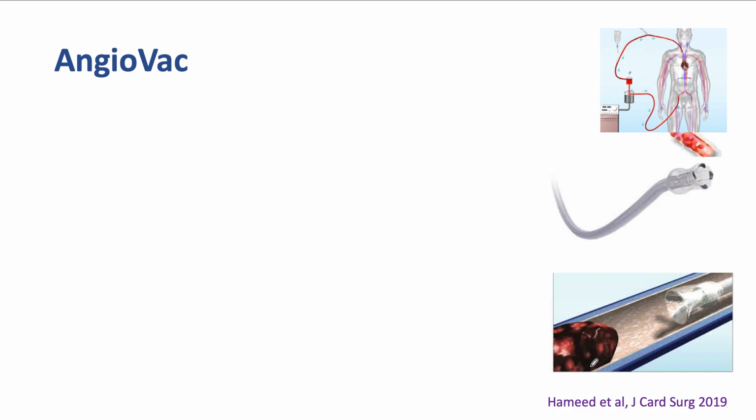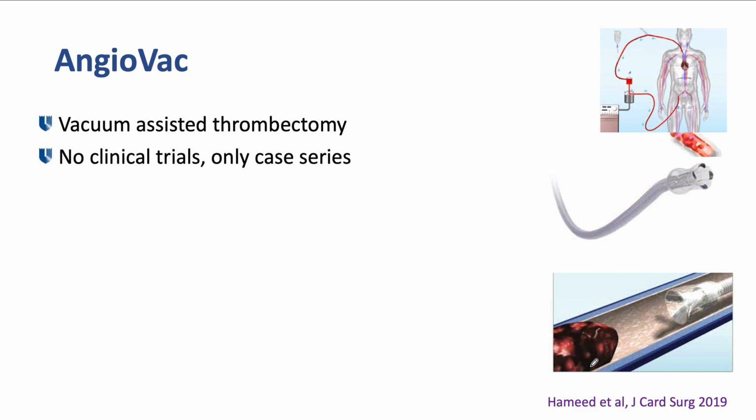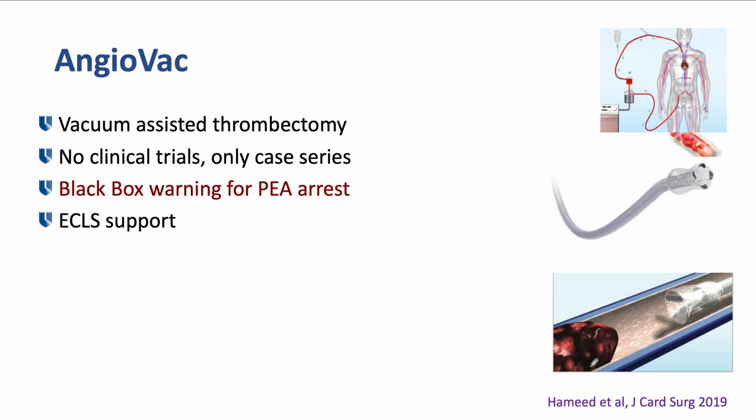Angiovac devices are coming into place with significant help. Vacuum-assisted thrombectomy is another name for them. There are only case series for these kinds of devices. They have a significant black box warning for PA arrest, and they also require extracorporeal life support to minimize that. So they are usually useful in the right setting.